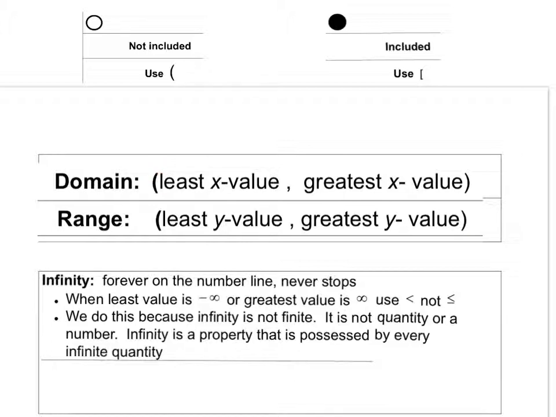Let's discuss infinity, because infinity will be something that you will see with domain and range. Some graphs go on and on forever on a number line, so it'll have an arrow at the end. When that happens, that means infinity could be the domain or the range. So when the least value is -infinity or the greatest value is infinity, you use less than and not less than or equal to, because infinity is not finite. It's not a quantity or a number. It's a property that is possessed by every quantity. So write that down in your notes. Again, even if you don't quite understand it, we'll explain it to you in class.